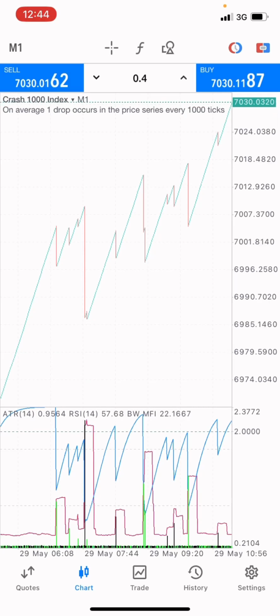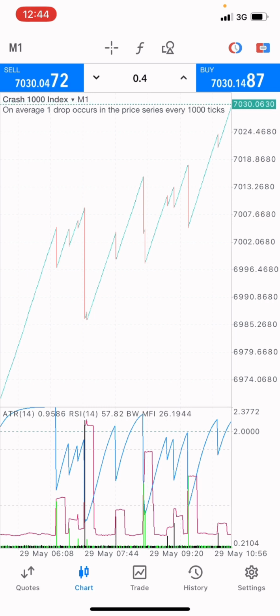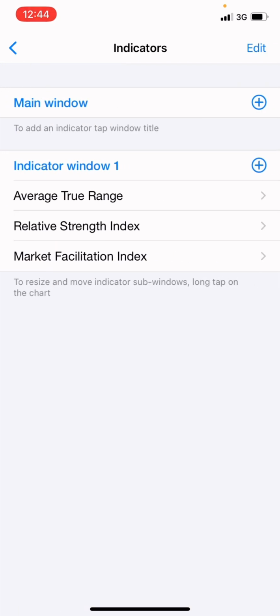So guys, in this video I'm going to give you a very powerful strategy on how you can trade Crash 1000 indices. Okay, this strategy is a very good strategy and you will like it. Now guys, we're going to be using just three indicators for this strategy: the average true range, relative strength index, and market facilitation index.